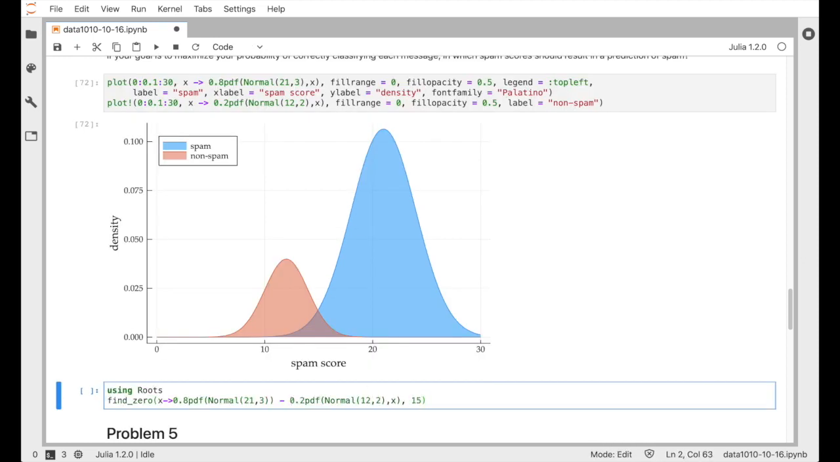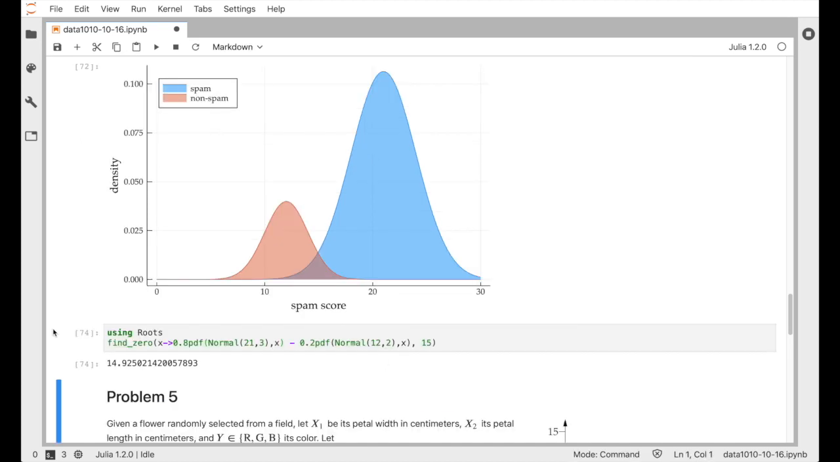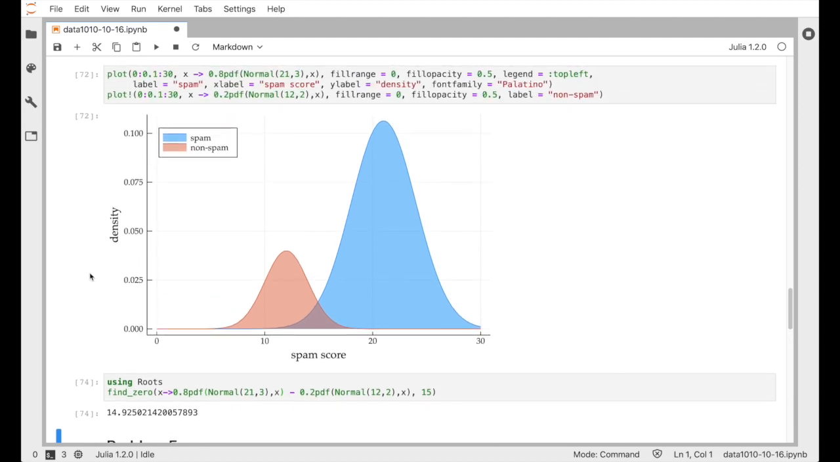And we have to give a starting point looking for this root, so let's just say 15, because that looks like about what it is from the graph. And we get 14.92 as the crossover point. So I want to say something about this visualization.